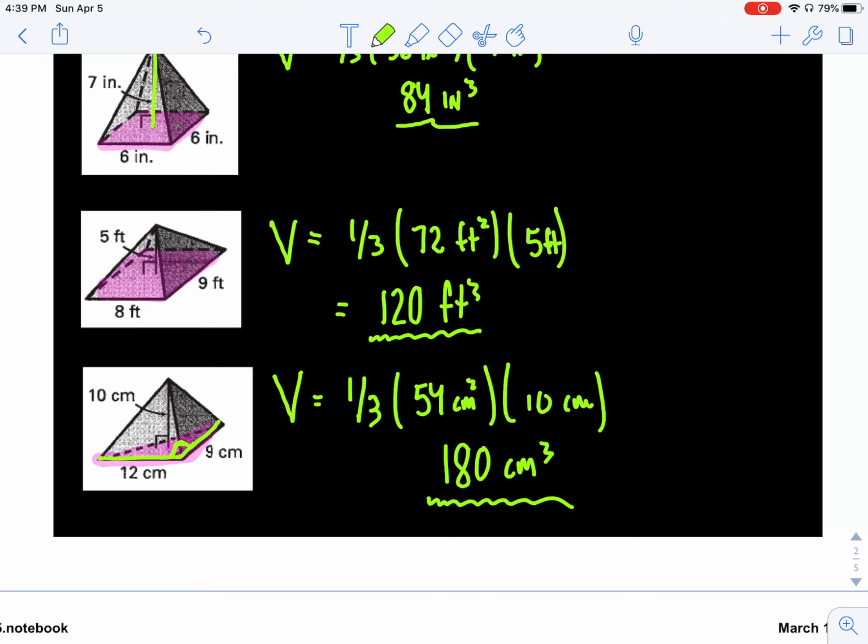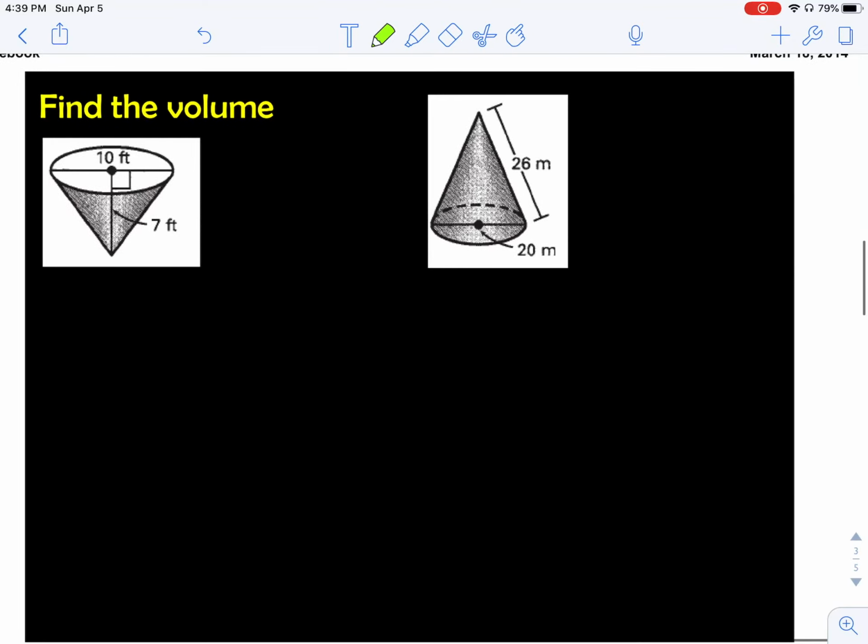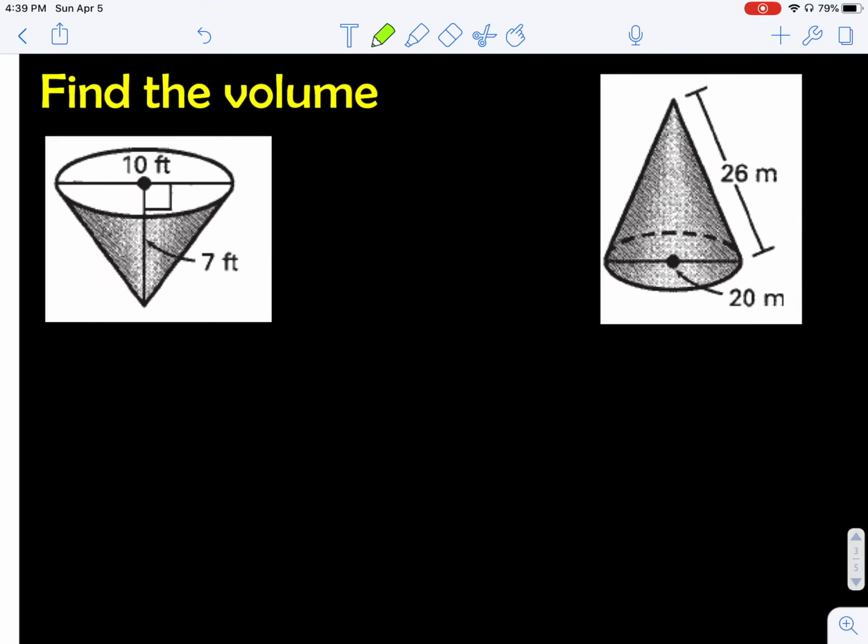Moving on. Let's find the volume of these cones. Well, this one, I have to find the area of a circle, right? So the area of a circle is pi r squared. But they give us the diameter. Oh, they're trying to trick us. Okay, the diameter is 10, so the radius is 5, so that's 5 squared times pi, which is 25 pi for the area of the base.